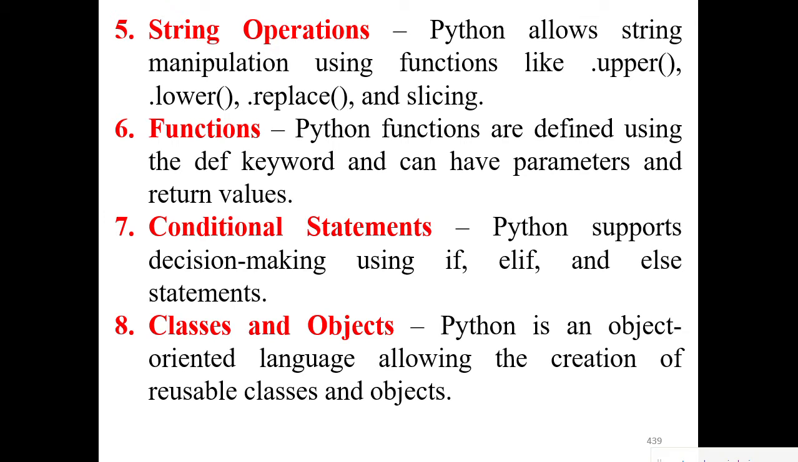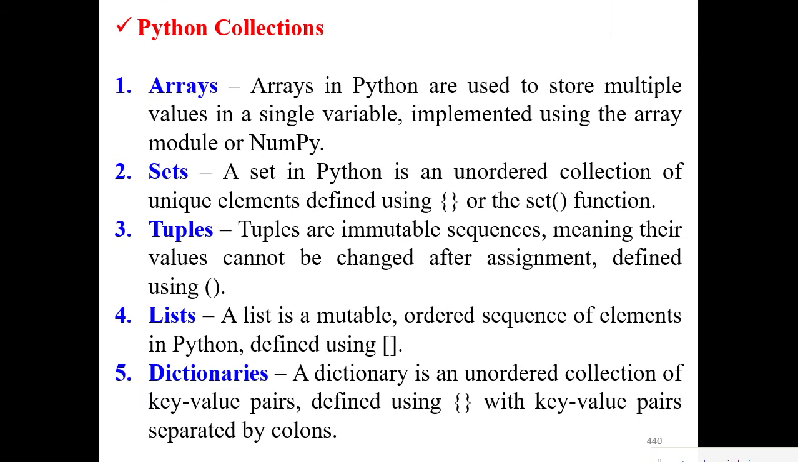Conditional statements: Python supports decision making using if, elif and else statements. What is meant by class and what is meant by objects? Python is an object-oriented language allowing the creation of reusable classes and objects. So Python collections, like arrays. Arrays in Python are used to store multiple values in a single variable, implemented using the array module or NumPy.